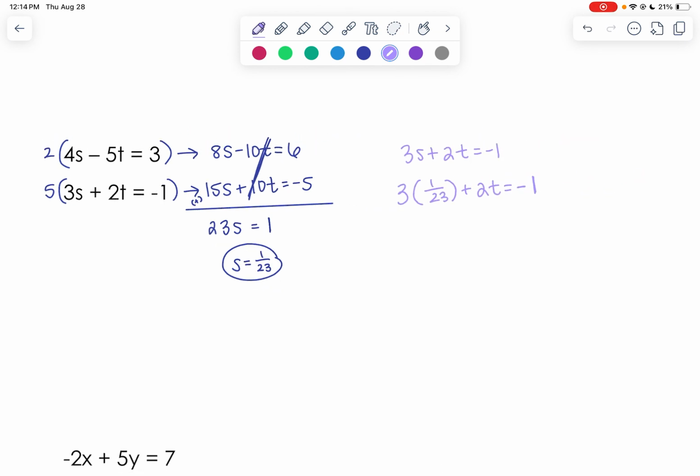And this is where we're going to pick back up in part 2. But take a minute. See if you can solve this. See if you can figure out what t is. We know what S is, but can you figure out what t is? And I'll tell you right now that t is going to be a negative fraction.